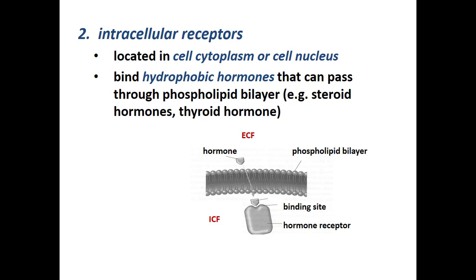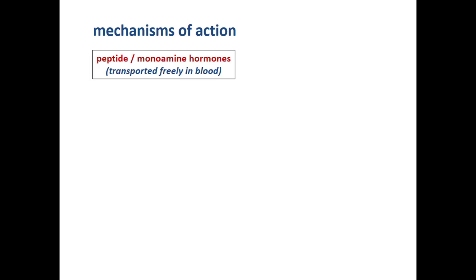So when we studied neurotransmitters, we talked about the mechanism of action of neurotransmitters. That is how the binding of a neurotransmitter to a receptor brings about some kind of effect. So we can also talk about the mechanisms of action of hormones, and they're very similar in their effects. We'll look first at the peptide or monoamine hormones.